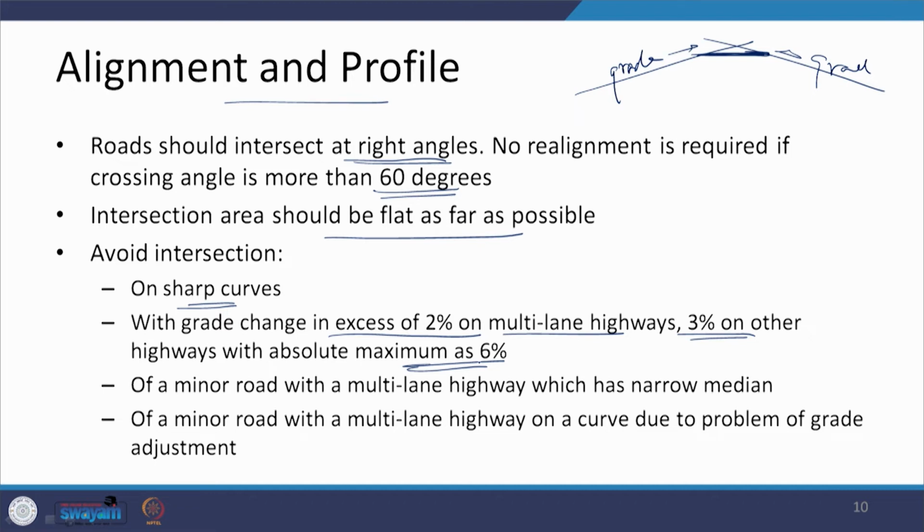There should not be an intersection of a minor road with a multi-lane highway which has narrow medians. This is another category, another case. So, you have multi-lane highways where narrow medians are there, and a minor road is coming onto it. If it just has traffic on these fast moving lanes, then this is again a hazardous situation. Or if there is a curve at that connectivity, then also it is going to be a problem, and it becomes more of a problem when it has a certain gradient. So, the grade adjustments need to be done in such cases.